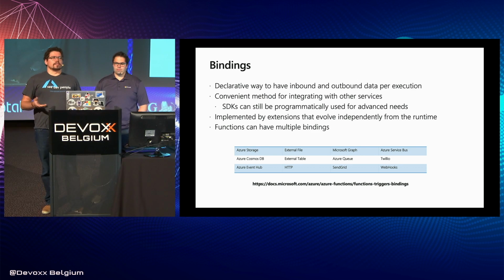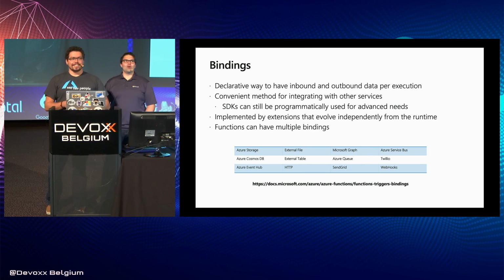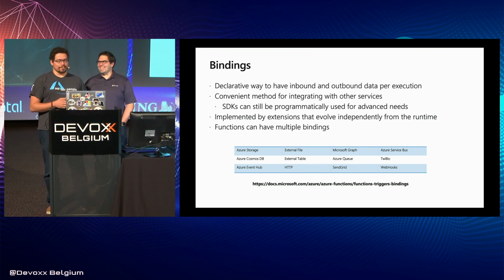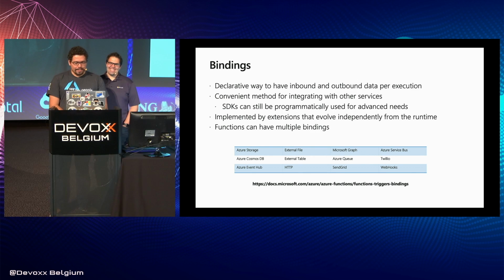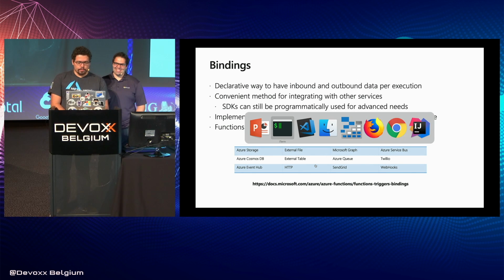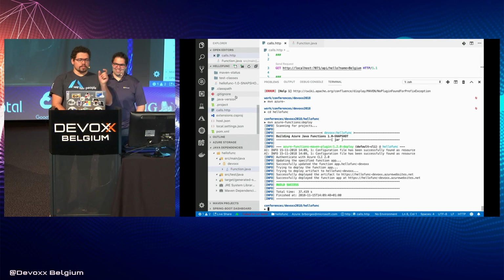Or just search for Azure Functions bindings on Google or Bing, and you should find it. On Chrome or Edge or Firefox. Or Firefox, exactly.